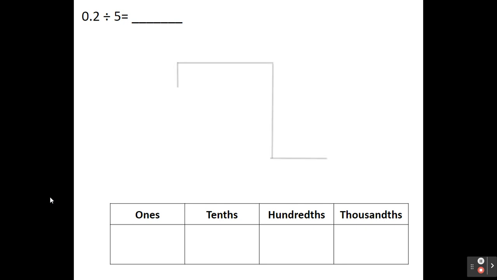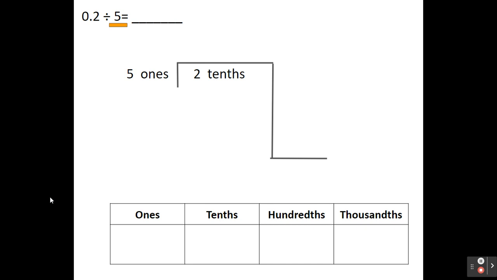We're going to start with 2/10 divided by 5. Let's go ahead and make our partial quotient symbol. What we're going to do is place our dividend, which is this number we're starting with, 2/10, in the middle of our symbol. Our divisor is the second number in our division equation. That's going to go to the left, 5 ones.